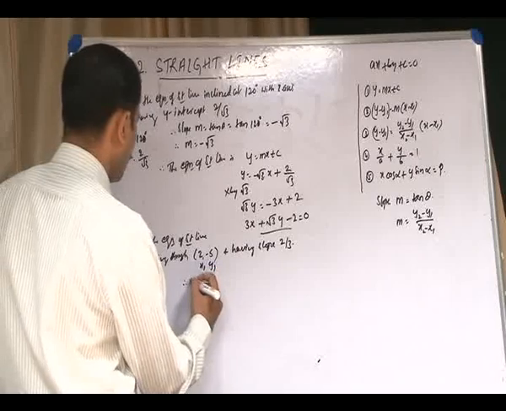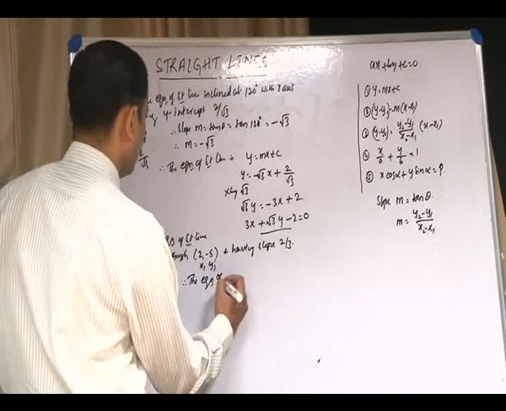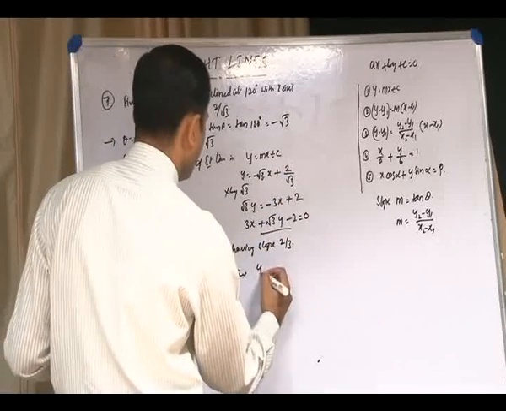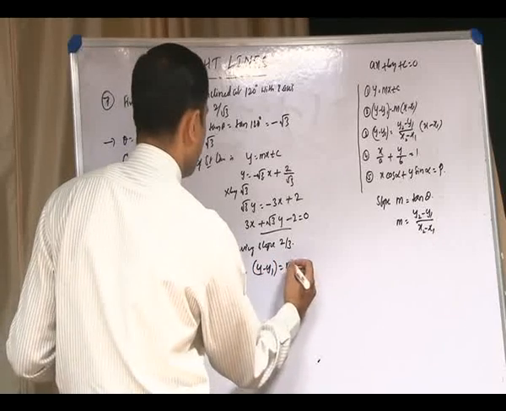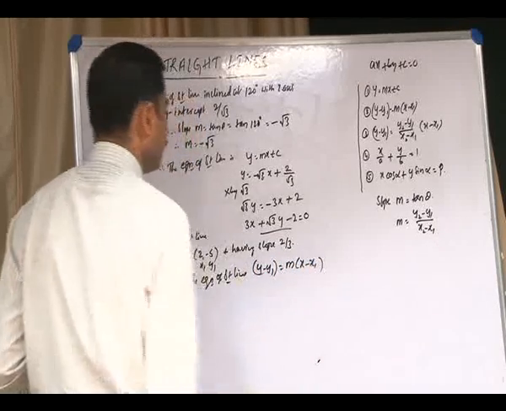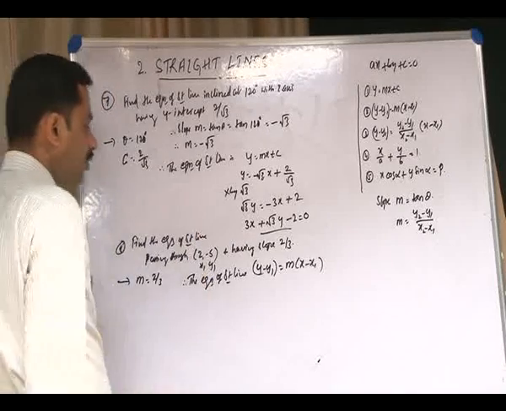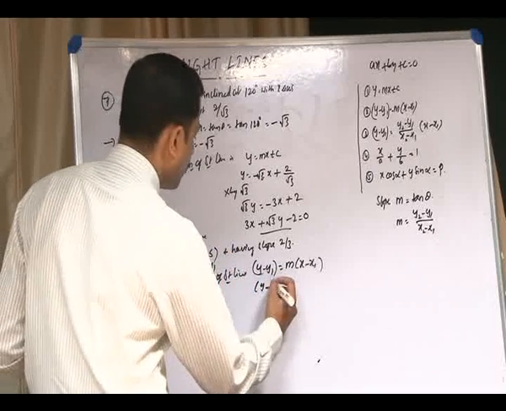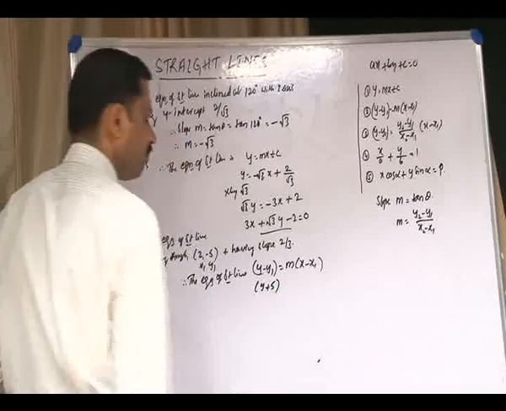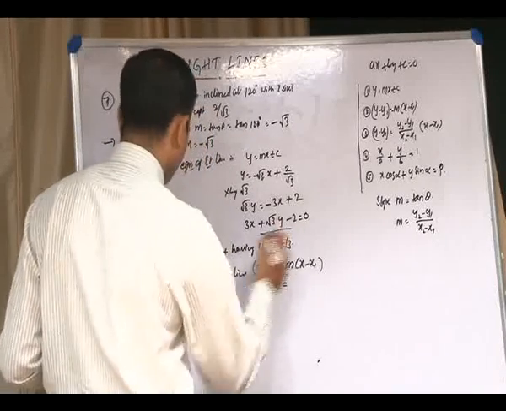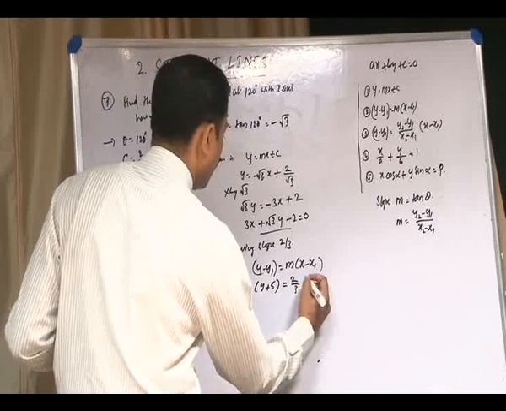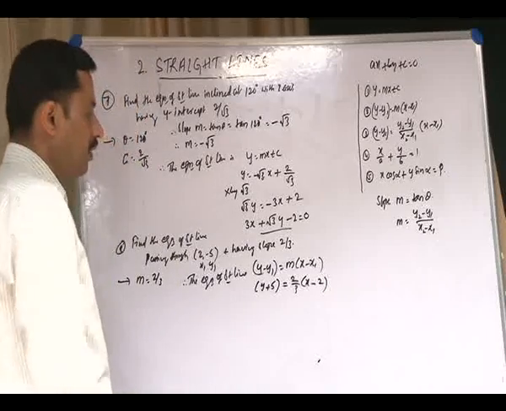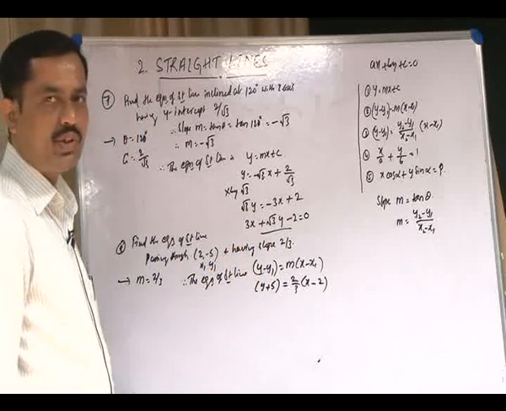Therefore, the equation of straight line in slope point form is y minus y1 is equal to m into x minus x1. Substituting the slope and the point, y1 is minus 5, so minus into minus becomes plus 5: y plus 5 is equal to slope m, 2 by 3, into x minus x1, x1 is 2 here, x minus 2. Now let us simplify this to get the equation of the straight line.